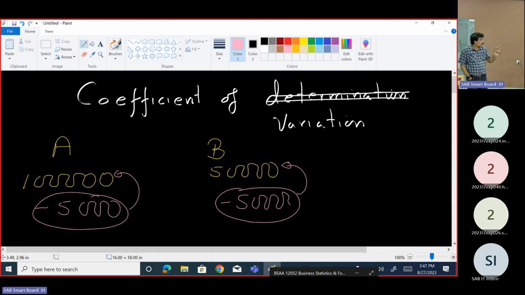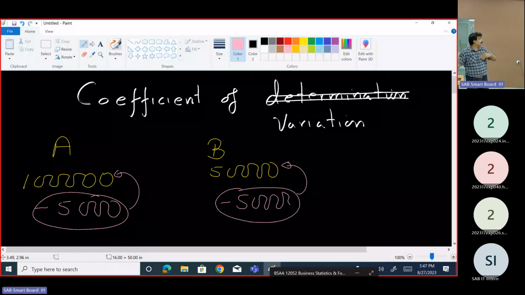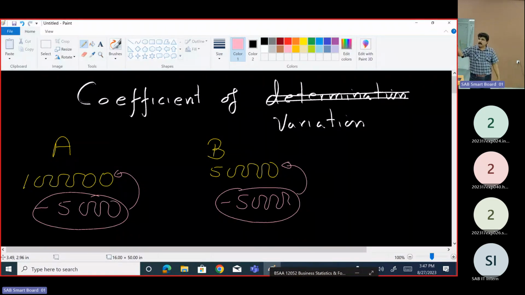So when we want to compare the variation or spread, you have to take the mean also into account. You can't just compare the differences. The variation part alone you can't compare. So if you want to compare, you have to take the mean also into account, and relatively compare where the impact will be more. This coefficient of variation is one such measure. If you want to compare the variation or spread, you have to use this coefficient of variation.